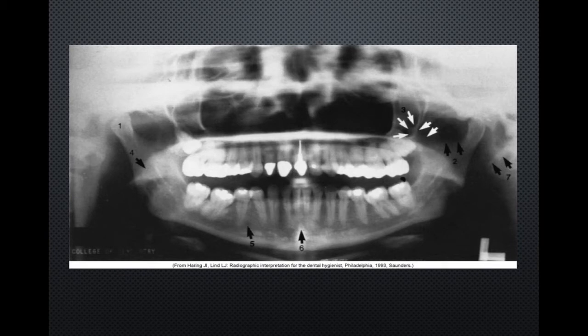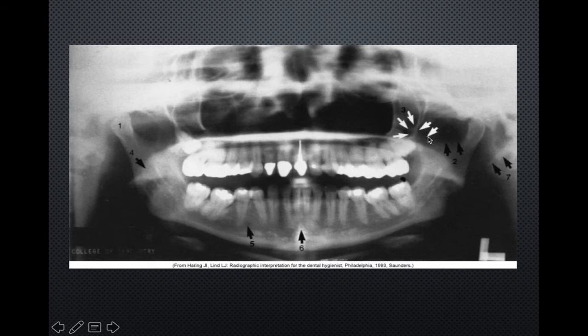So here on this panoramic, we can see very well. Number 1, here's our condyle, which then here'd be our coronoid process. When we come along to the other side, number 2, here's our coronoid notch. Number 3, our coronoid process. And on this pano, we really can't see the coronoid process very well.